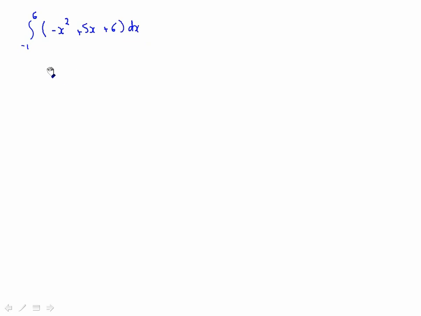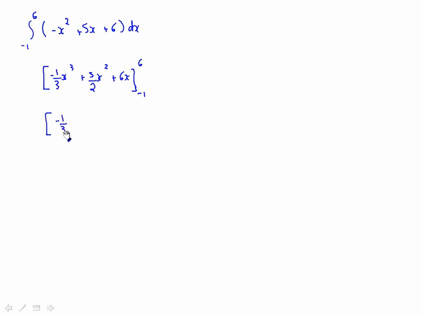dx. So we take the antiderivative of it, so this becomes negative 1 over 3 x to the 3, plus x squared, and then 5 over 2 x squared, and then plus 6x, and from lower limit negative 1, upper limit 6.